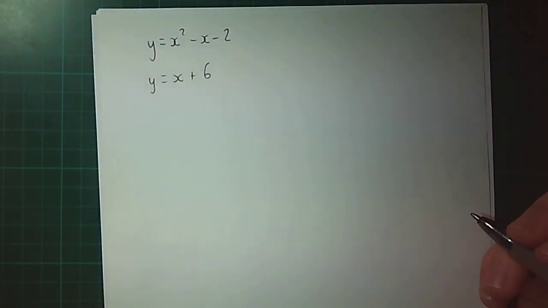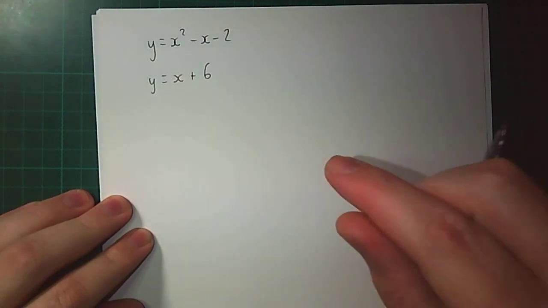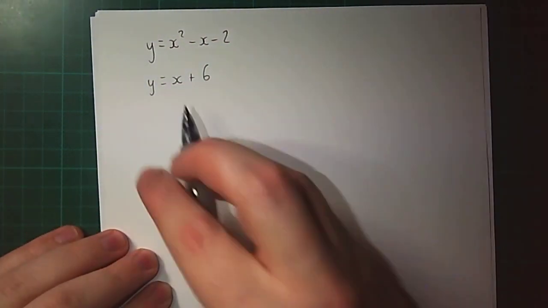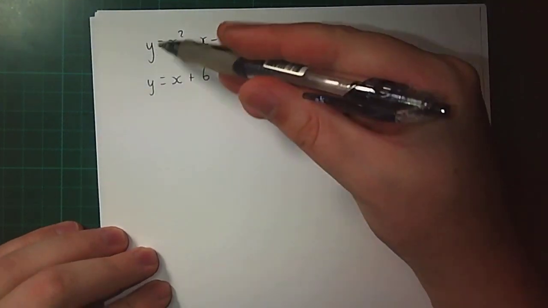The last example that we're going to be looking at is a situation where we're going to have to factorize in a bit more depth. So here we've got two equations. They're both equal to y.